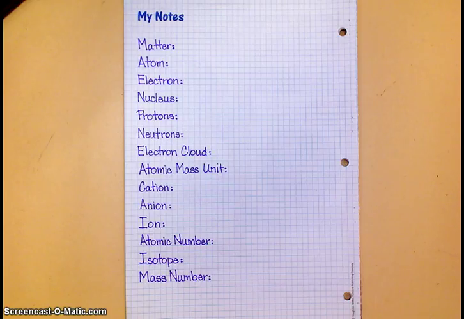You need to define matter, atom, electrons, nucleus, protons, neutrons, electron cloud, atomic mass unit, cation, anion, ion, atomic number, isotope, and mass number. Those are all your vocabulary words for Unit 3, Lesson 1.